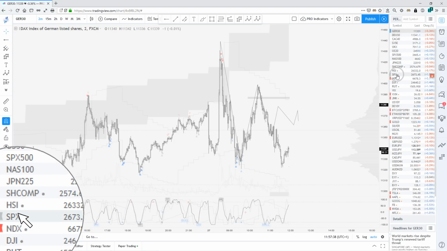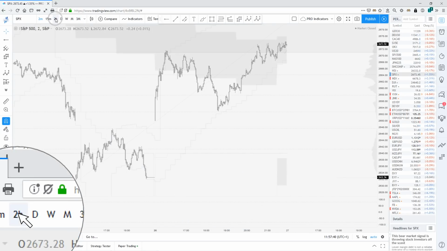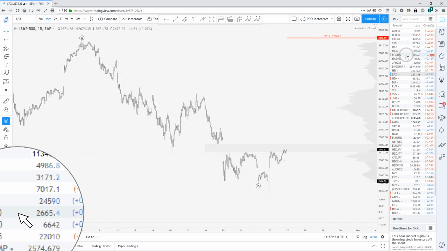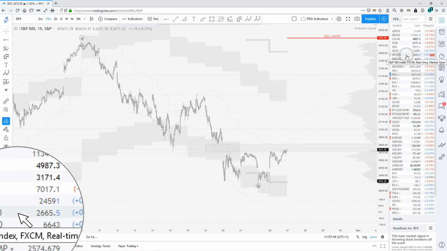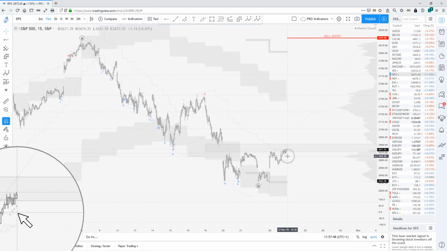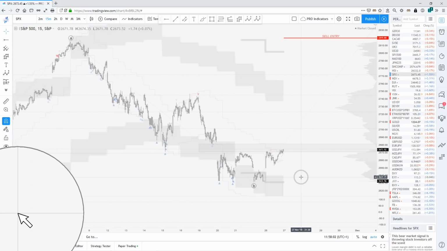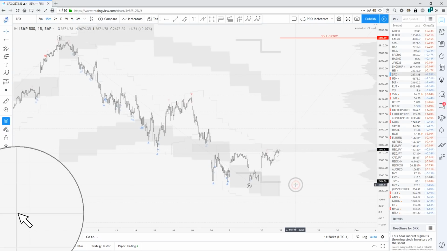Switching to SPX, we're going to have a look at the cash market. Right now we're trading approximately at the closing prices, slightly below yesterday's closing prices. SPX is trading 26.65. So we're trading right in here, close to the resistance prices.